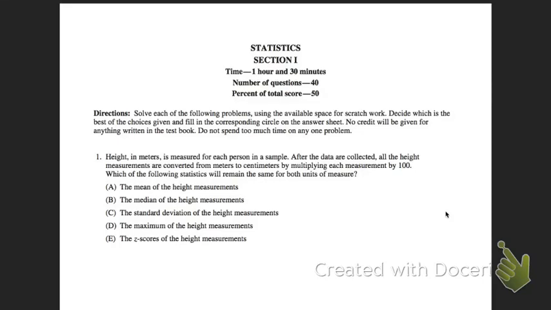So this is the multiple choice practice number 1. Number 1 is E because it's multiplying by 100. So it's taking a data set and multiplying everything. It's multiplying everything by 100.